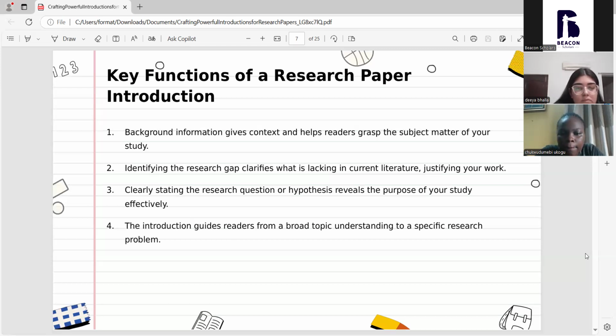So let's analyze these elements again. For the general background, you will start broad by giving readers the necessary context. For the research gap, you will explain what's missing in the current research. For the research question, you will clearly define what you aim to discover or analyze without writing the actual research question. You will just paraphrase it in your introduction without writing it directly.